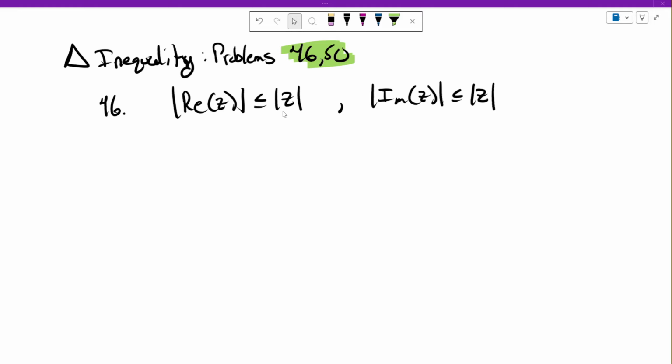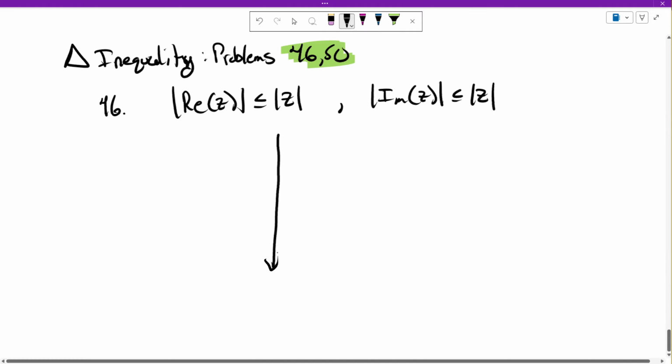So in problem 46, it says that the size of the real part of z should be less than or equal to the size of z, and the size of the imaginary part of z should be less than or equal to the size of z. Now, by size here, of course, I mean modulus, and modulus is a distance thing. So I'm not going to prove this algebraically. I'm just going to draw you a picture.